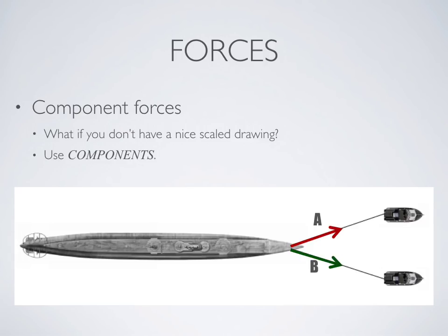So, we're adding forces. And the truth is, if you don't have a nice scale drawing, and I didn't really have a nice scale drawing, but I had an okay drawing. But if you don't have a nice scale drawing that shows your forces to scale, your arrows to scale, so that you can graphically move them, how in the world do you figure out what your resultant is? Well, this is where we use math, and this is where we use components, and this is where we use that right triangle that we talked about at the beginning of the semester.